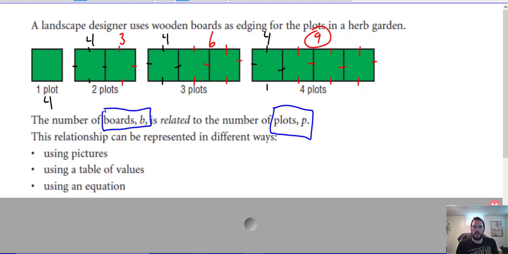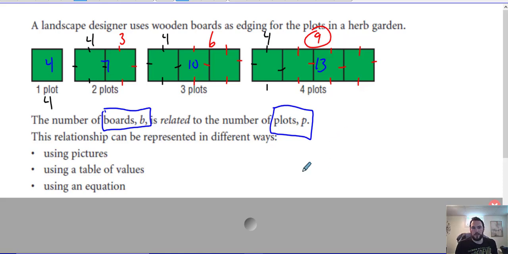And then if I wanted to describe this pattern, so what is the pattern? Well, if I look at the actual number of boards in each of these, I have 4 boards, and then 7, and then 10, and then 13, and so on and so on. So if I wanted to describe these things, I could use a picture like I see at the beginning, but I could use something called a table of values, or I could use something called an equation or an expression to help me describe these things.